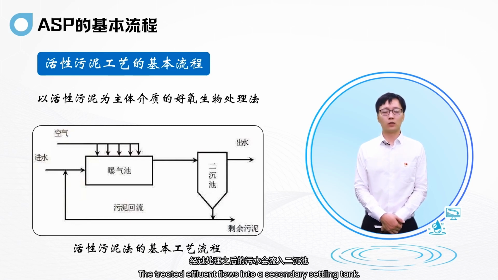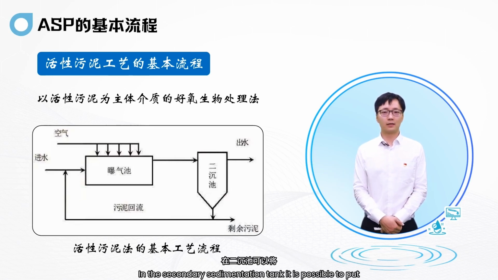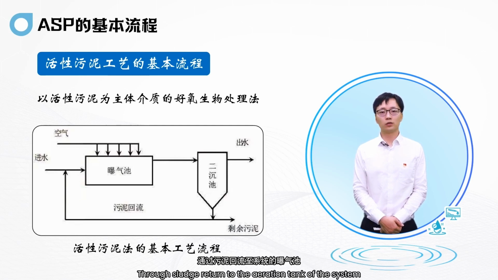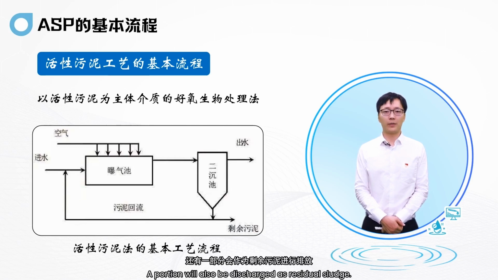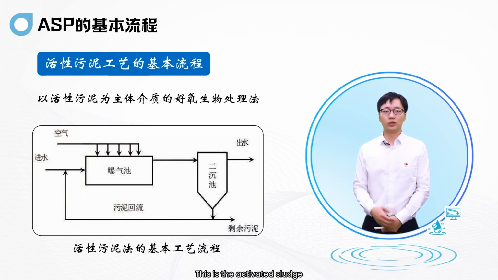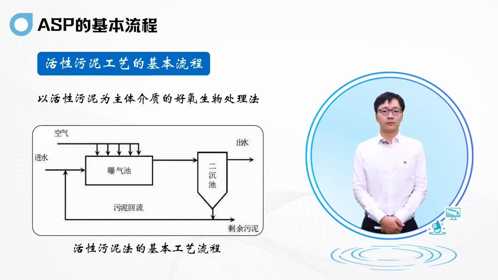The treated effluent flows into a secondary settling tank. In the secondary sedimentation tank, the sludge in the sewage mixture settles. After settling, a portion of the sludge is returned through the sludge return system to the aeration tank. A portion will also be discharged as residual sludge. Then the water, after settling in the secondary sedimentation tank, can be discharged. This is the basic process flow of aerobic biological treatment with activated sludge as the main medium.